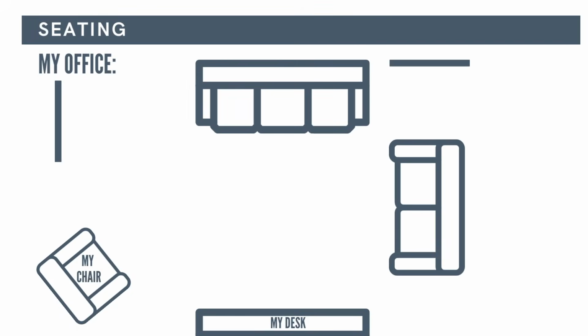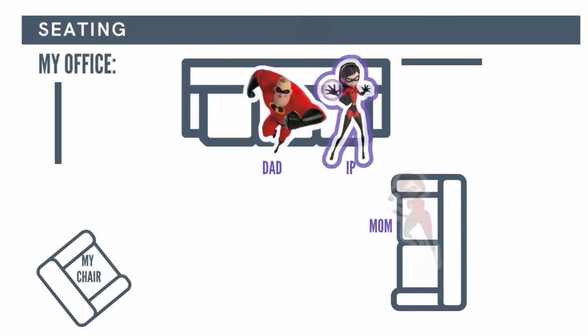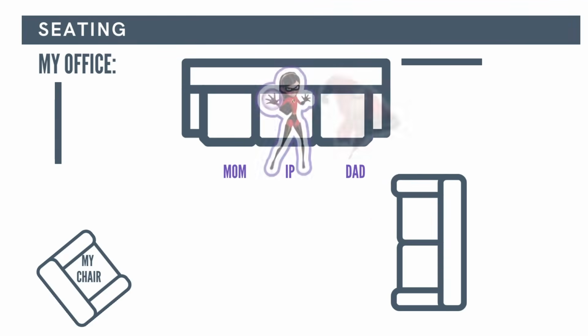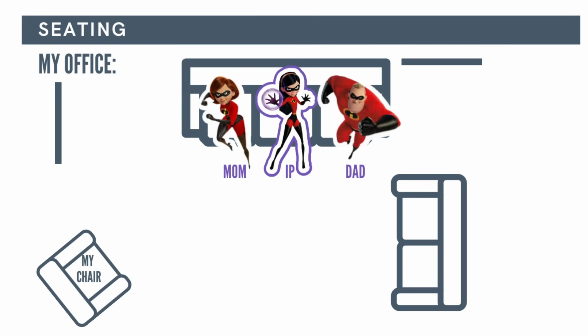So if you peek over my shoulder in the video, you'll see that this is the setup in my office. And as a family sits down in the first session or any session, I'm documenting where they sit. A family that sits with the IP in the middle is going to be very different from a family that sits all together on one sofa.